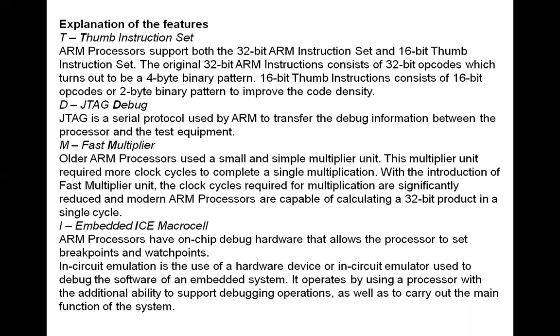Now D is indicating a JTAG debugger. JTAG is a serial protocol. Actually, it is a debugger unit used for debugging purposes, but here it is used by ARM to transfer debug information between the processor and the test equipment.